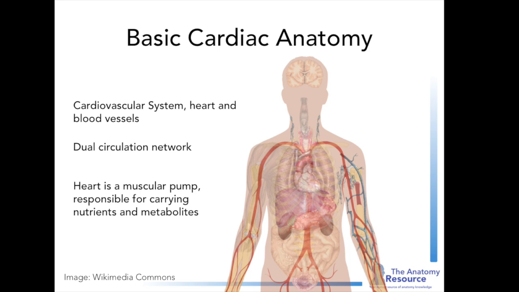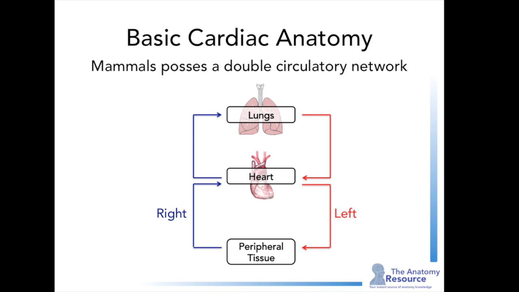It works actively, which means that it consumes energy and so requires a rich energy source. It's a very metabolically active organ, and it's responsible for carrying nutrients and metabolites to and from tissues respectively. Now, I've already mentioned that mammals possess a double circulation network. What does that mean? Well, it means that we have a circulation system that goes to the lungs and from the lungs and to the peripheral organs and back again.